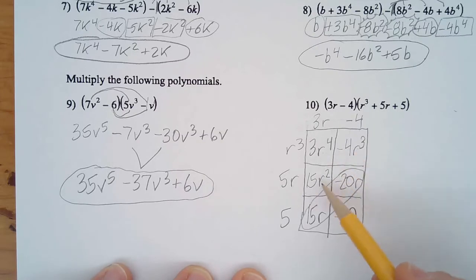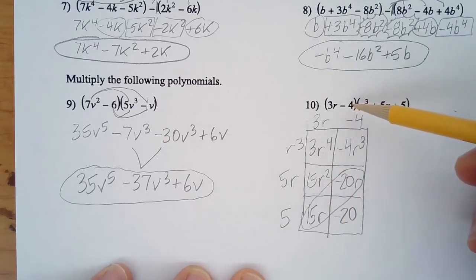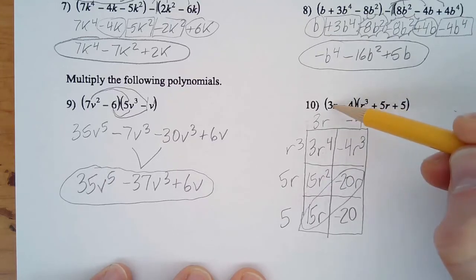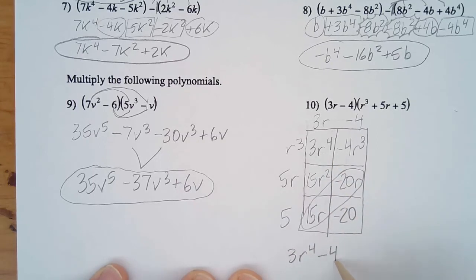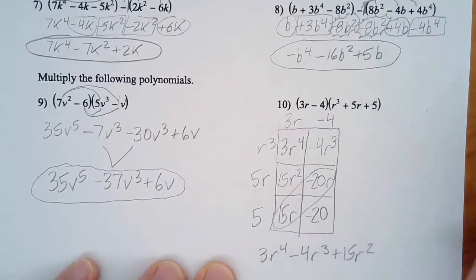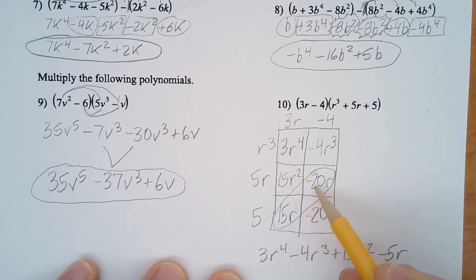And also, if the original expression, if each piece was in standard form, see how this was in standard form, this is in standard form, the highest exponents come first in each piece of the expression here. The result should be in standard form, which I can see it is if I go left to right, top to bottom. So 3r to the 4th minus 4r cubed plus, because it's positive, 15r squared. And then these combine to give me negative 5r, right? Adding those up, negative 20 plus 15 is negative 5, and then we have a minus 20 at the end. There we go.